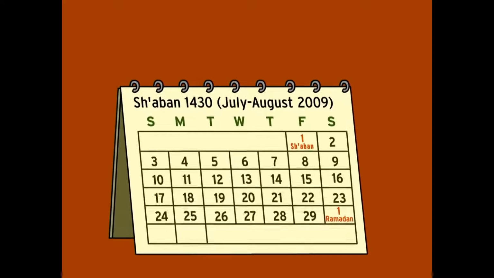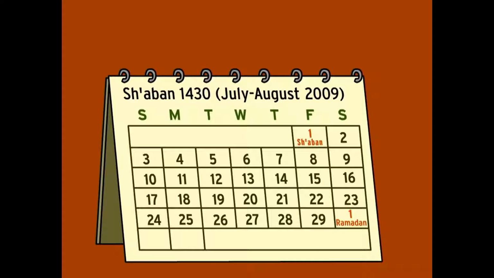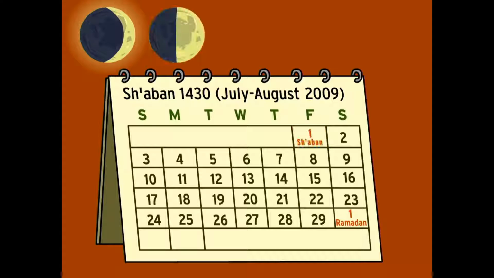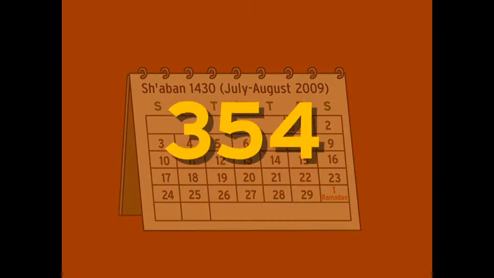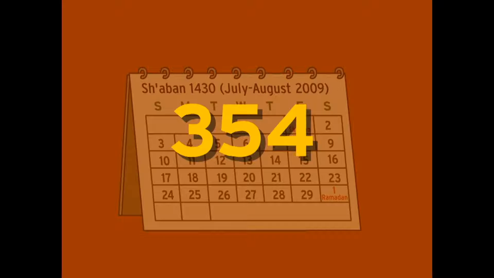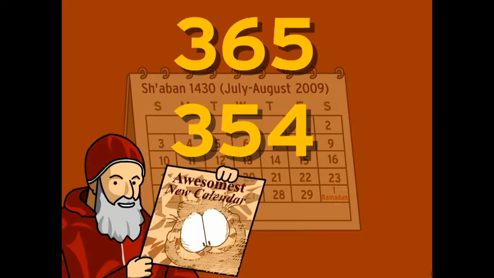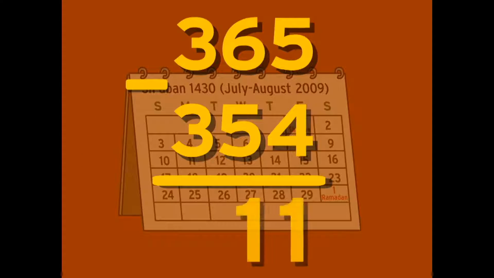Well, the Islamic calendar is a lunar calendar, which means it's based on the phases of the moon. Each month starts when the first sliver of the crescent moon appears in the sky and ends 28 or 29 days later. The Islamic calendar is just 354 days long. So, in our calendar, the Gregorian calendar, Ramadan starts 11 days earlier every year.